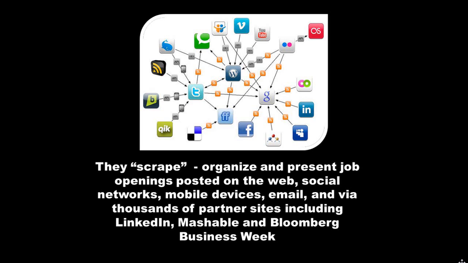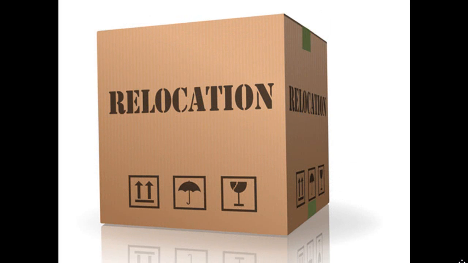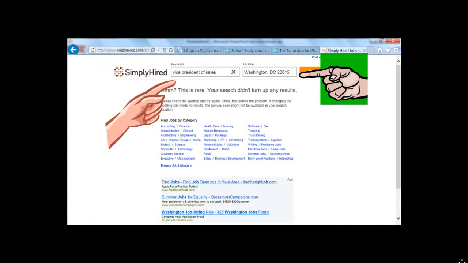Simply Hired will also allow you to search for those exact titles within your market that are the most likely to be transferred, that have a high probability of relocation. Let me show you how it works. Let's simply just go over to Simply Hired, and in this case, let's look up Vice President of Sales in Washington, D.C. So as you see here, I type in the title on the left and the city on the right.